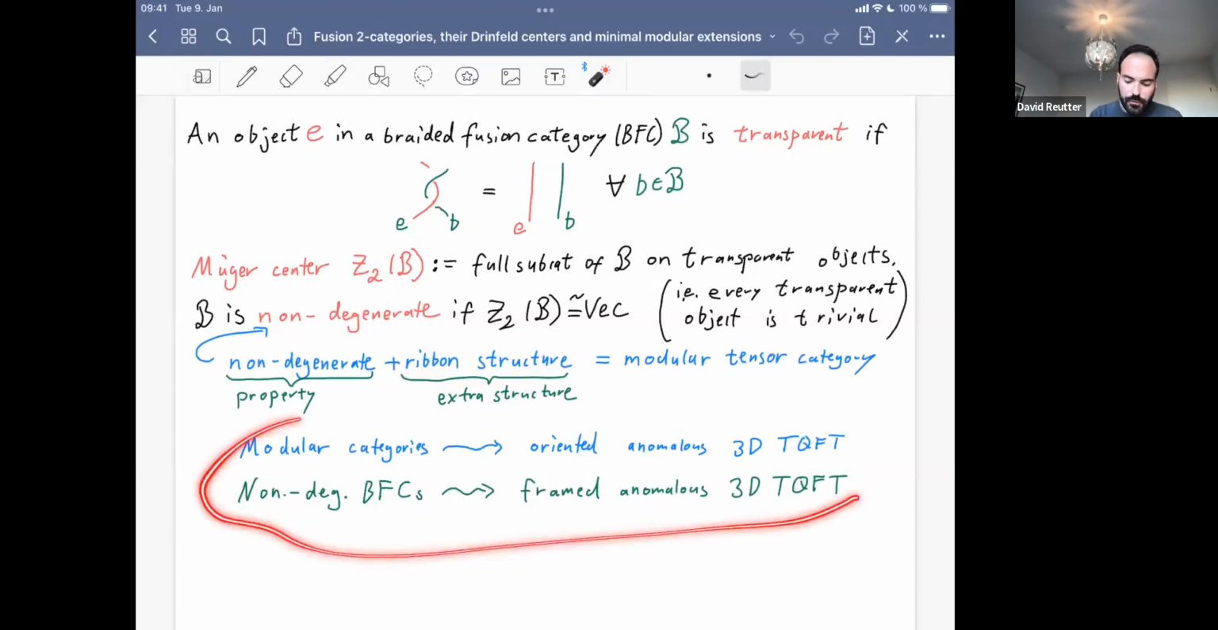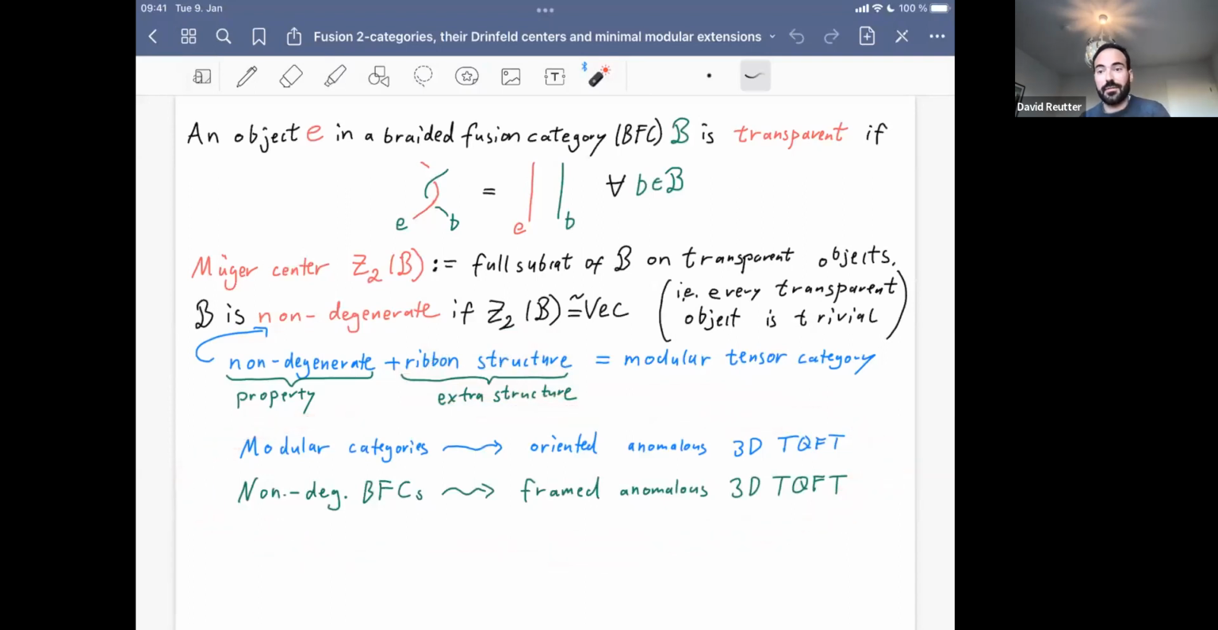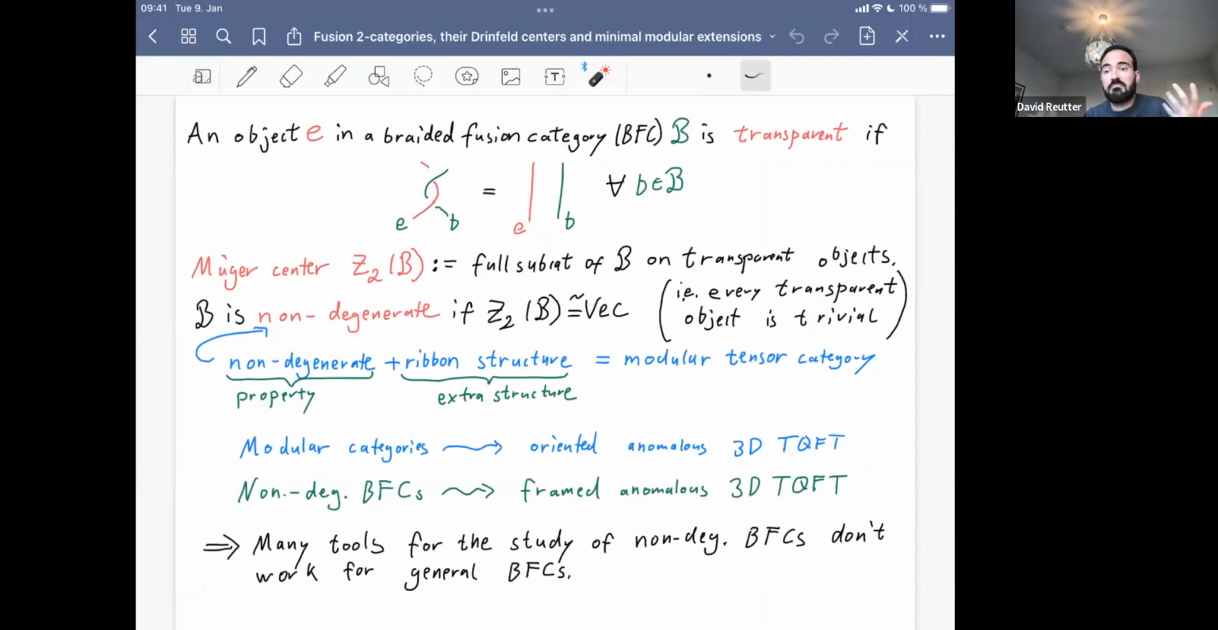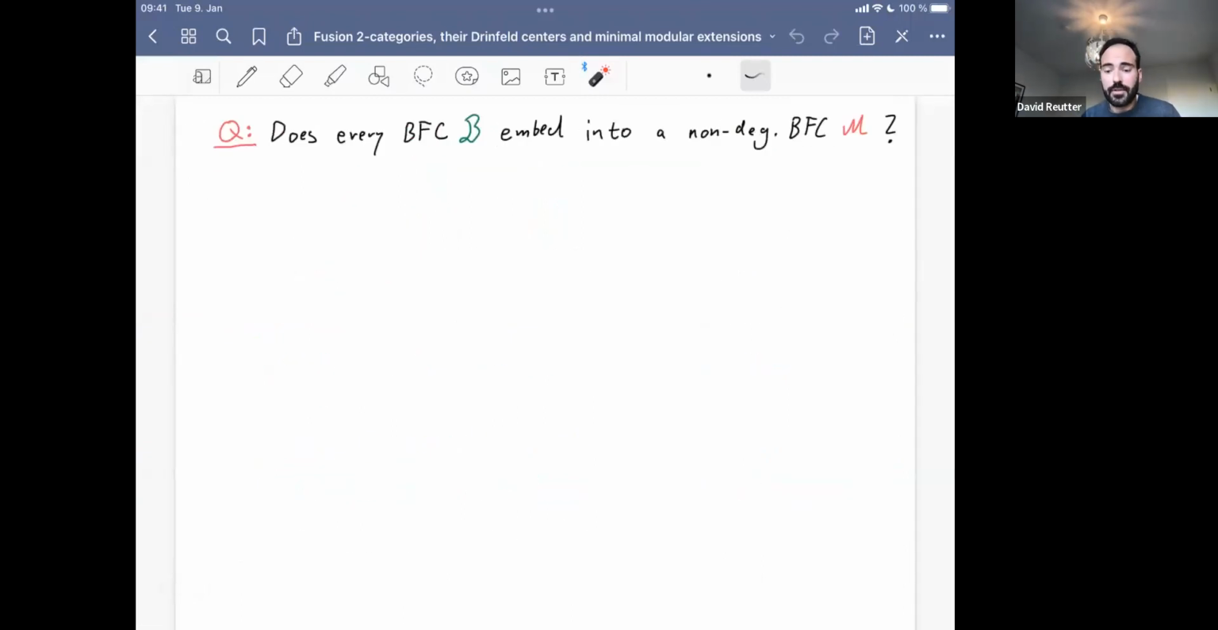And a consequence of having these topological interpretations is that we have a lot of additional tools for the study of non-degenerate braided fusion categories that are not available for the study of plain braided fusion categories. For example, all the things involving the modular group coming in really come from this geometry of two-manifolds and three-manifolds. You can use that to get a lot of information about modular tensor categories and non-degenerate braided fusion categories, and you don't have these tools accessible for general braided fusion categories. So many tools for the study of non-degenerate braided fusion categories just don't easily generalize to all braided fusion categories. And so a natural question to ask is, does every braided fusion category embed in a non-degenerate braided fusion category? Can I just enlarge it, add some more objects, so that I end up in a non-degenerate braided fusion category?